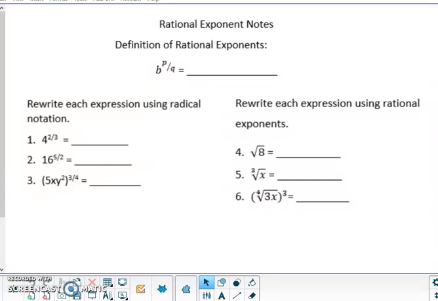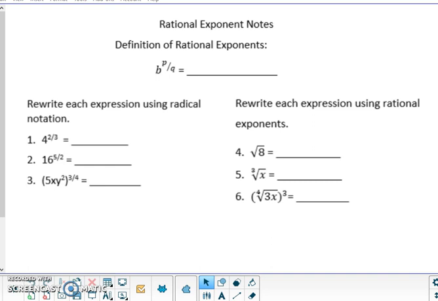Okay, so today we're going to be talking about rational exponents. A rational number is just any number that can be represented as a fraction. And so therefore, pretty much every single exponent that we deal with is technically a rational exponent. Today, however, we're going to focus on exponents that are in fraction form.